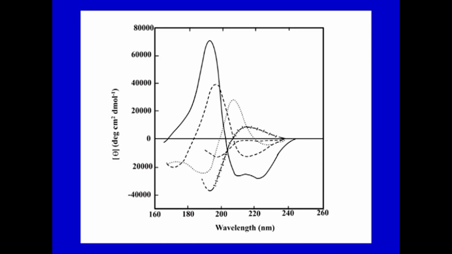So, this is for alpha helix. Then there is this particular one, the long dashed line, which is for beta conformation. If you can see here, there is a peak around 218 nanometer and there is a positive peak around a little less than 200 nanometer.